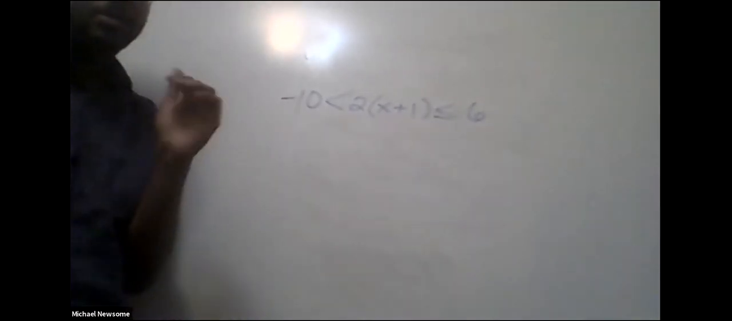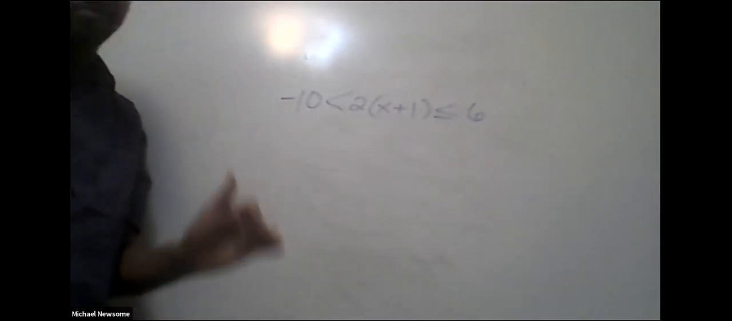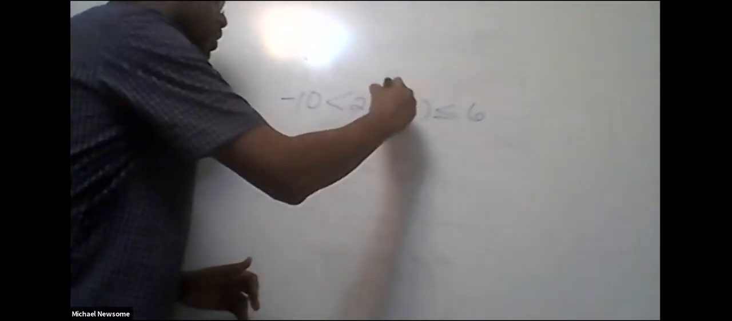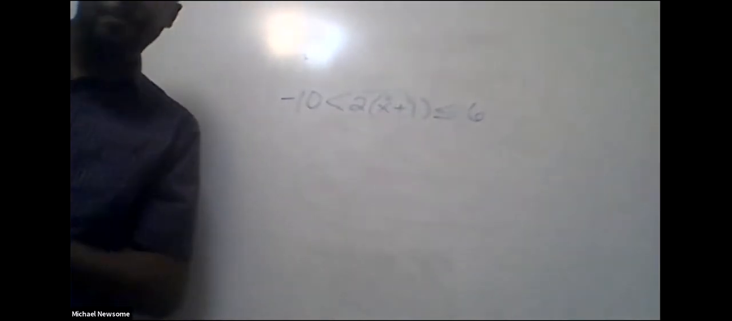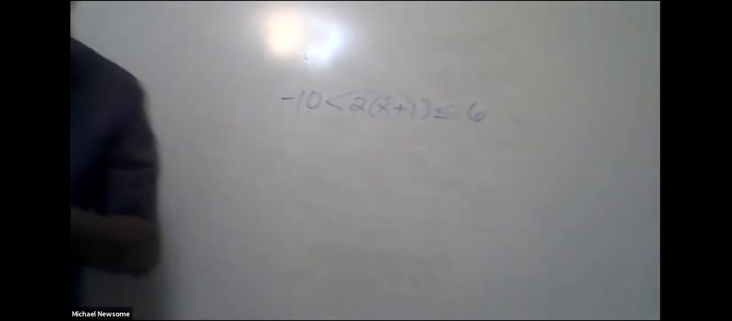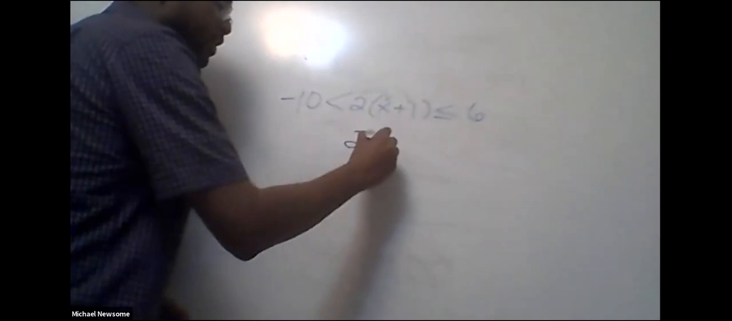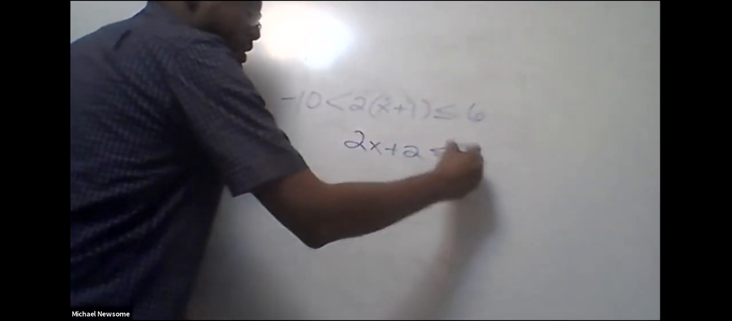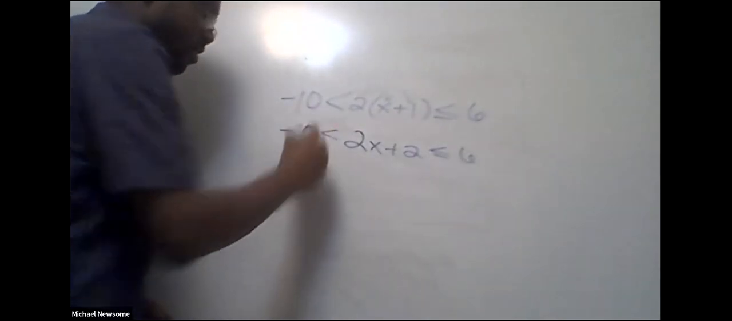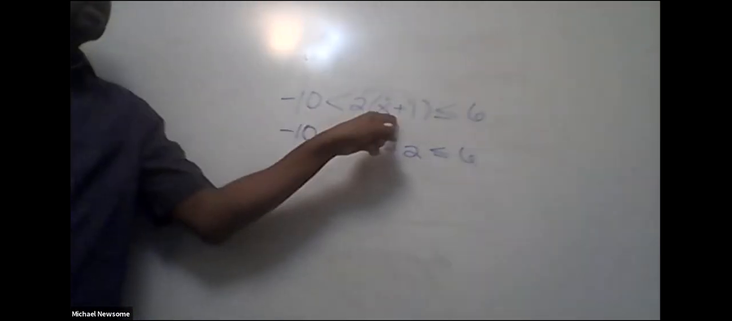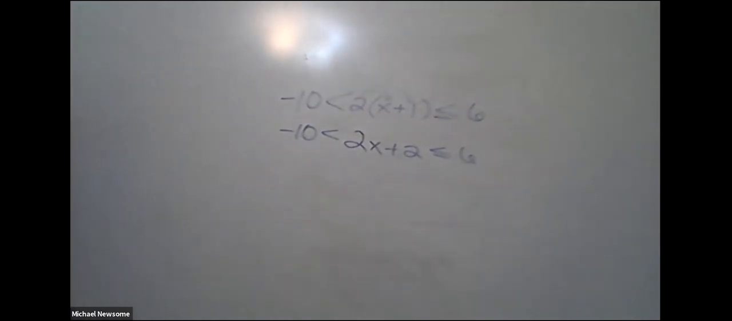Right, deal with parentheses. So before we do anything else to this problem, we're going to distribute that. And that will give us 2x plus 2. Notice that until we distribute it, we didn't do anything else.